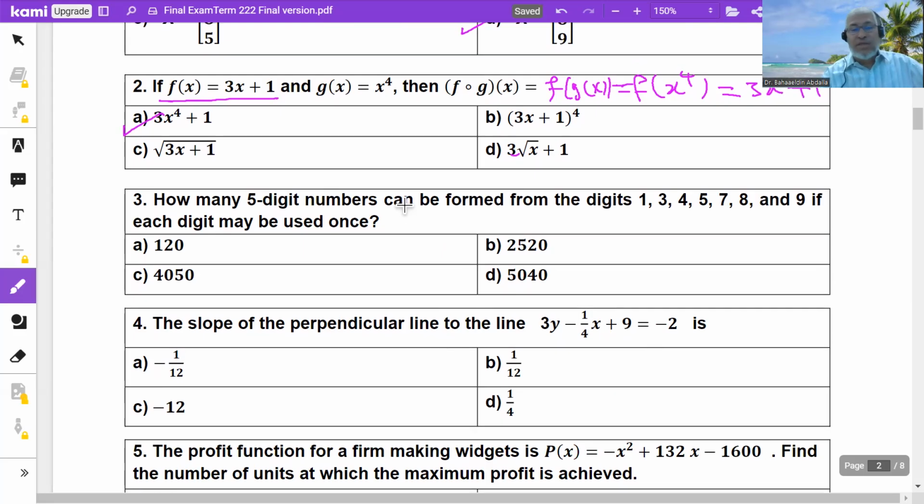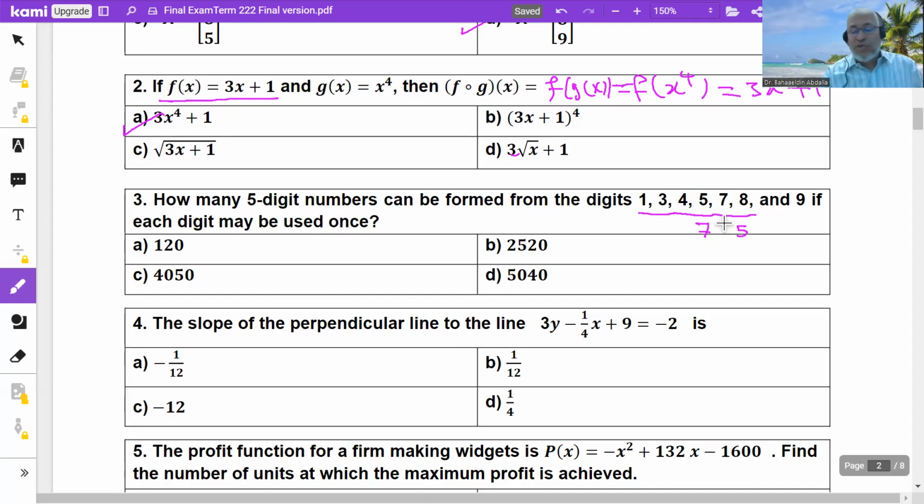How many 5-digit numbers? How many digits are there? Well, we have 10 digits, but I think this has nothing to do with the question. How many 5-digit numbers? So a number consists of 5 digits, can be formed from these digits. Okay, how many digits are there? 2, 4, 6, 7. So we have 7 digits, and we need to choose 5 of them.